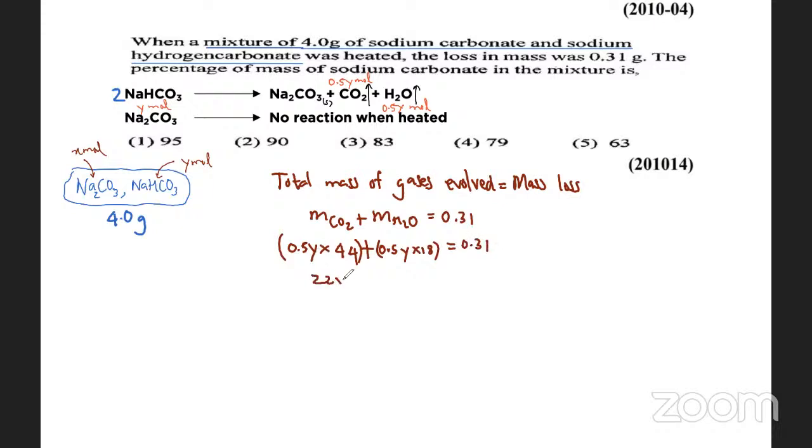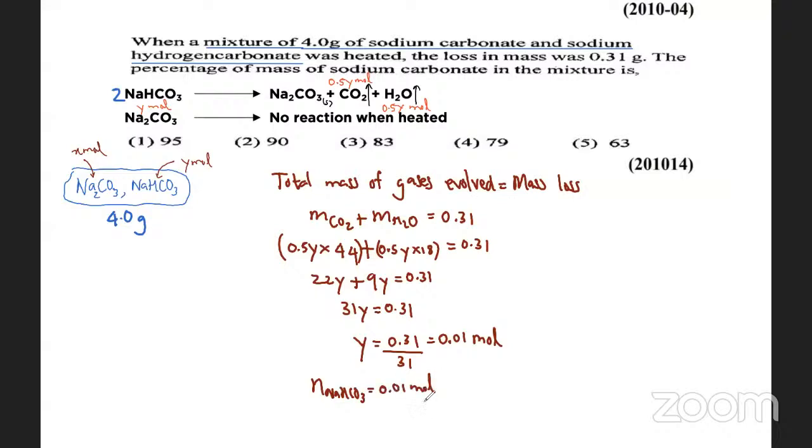This is 22Y, this is 9Y, equal to 0.31. So that is 31Y equals 0.31. Again, we know we are going in the right direction because the numbers are quite convenient ones. I'm getting 0.01 moles. So what I have found here is the number of moles of sodium bicarbonate, which is 0.01 moles. The question is the percentage of mass of sodium carbonate.